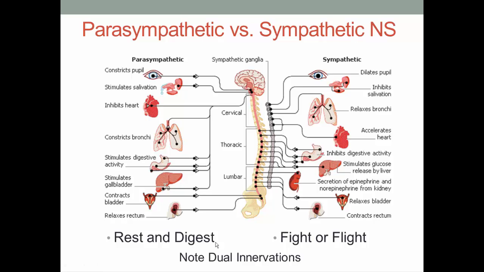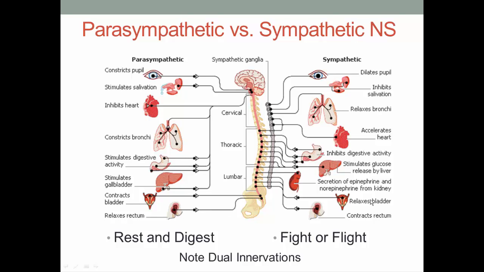This is the one that's active when you're a couch potato, eating potato chips. So, things related to that functionality: it's going to stimulate salivation, for example, because you've got to chew the food up and soften it up. It's going to inhibit your heart because you're worried about digesting, not about high heart rate exercise. Same thing with the bronchi: it's going to constrict the bronchi because you're not really worried about getting tons of oxygen in there. But it's going to stimulate the digestive tract, stimulate the gallbladder to help with digestion, and it's going to help in getting rid of waste products.